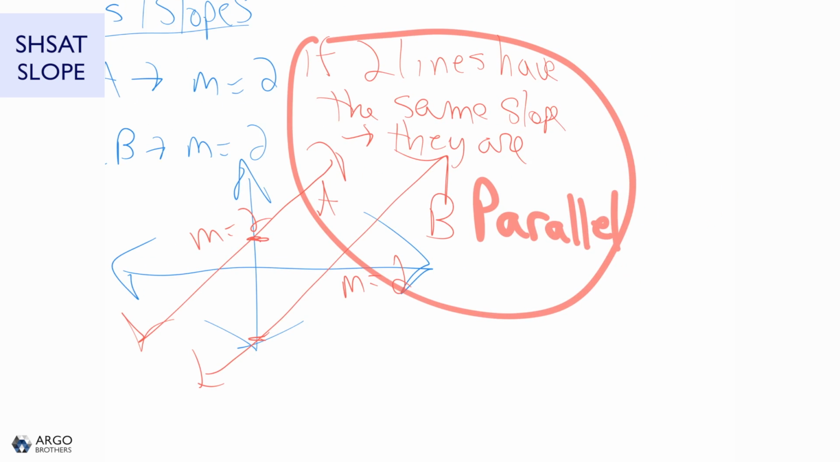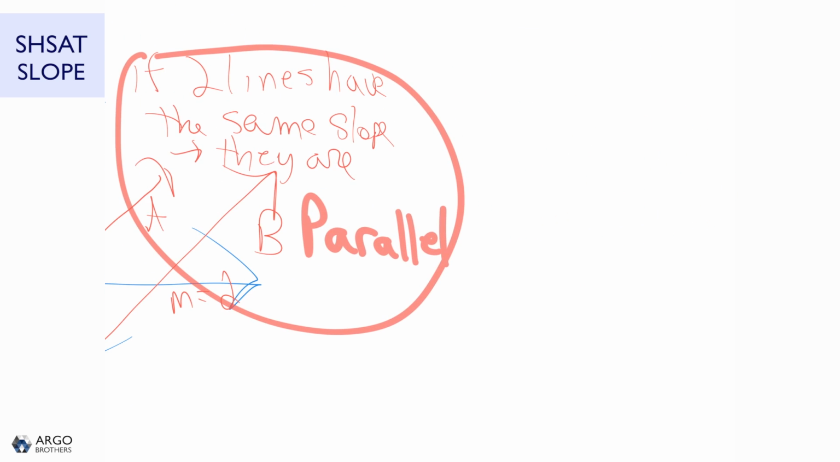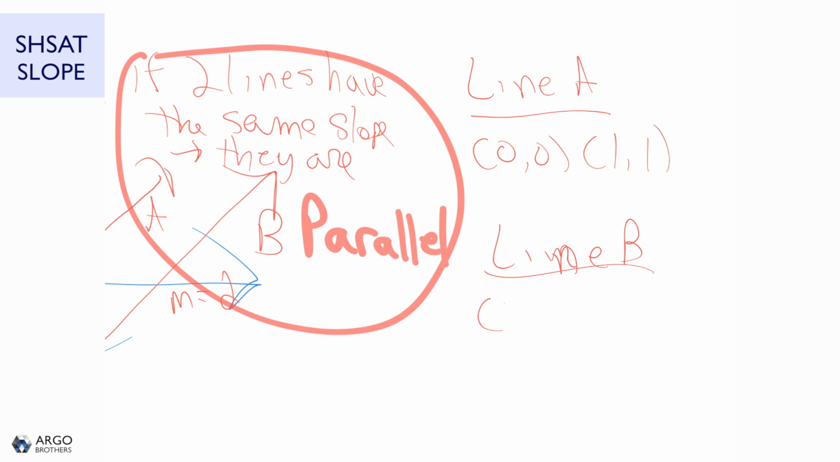So let me give you an example with that. Are these two lines parallel that I'm going to draw? I'll just give you the points. We have line A that has two points that are (0, 0) and (1, 1), and line B that has two points that are (3, 3) and (2, 2).